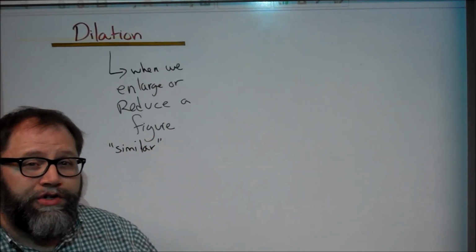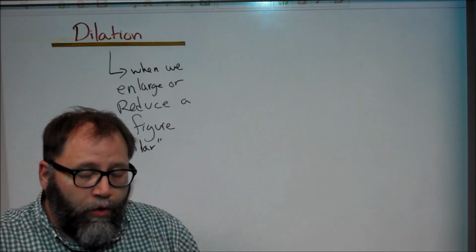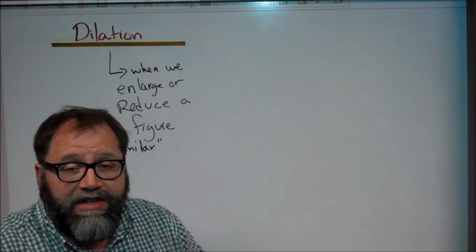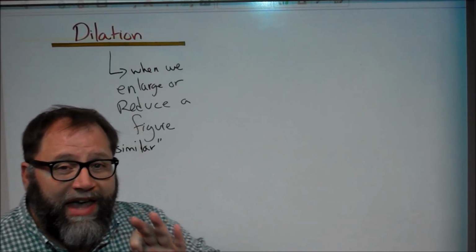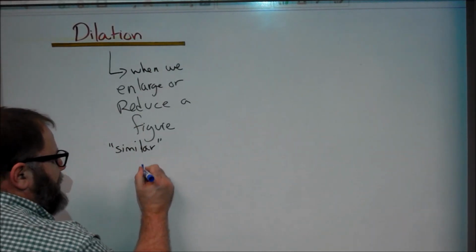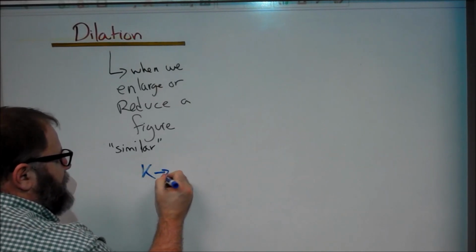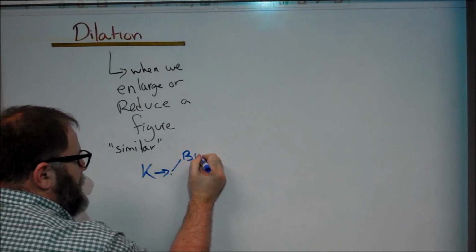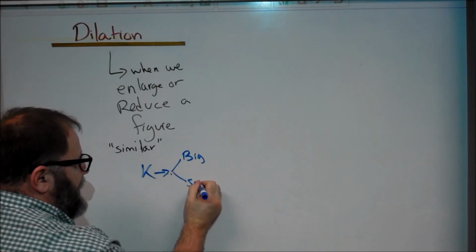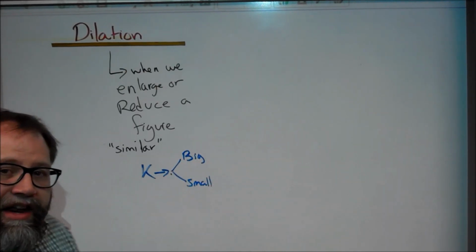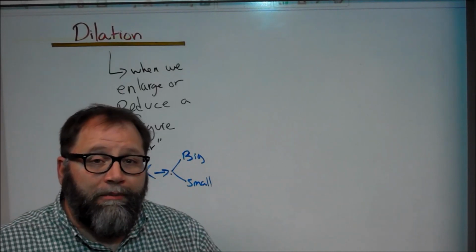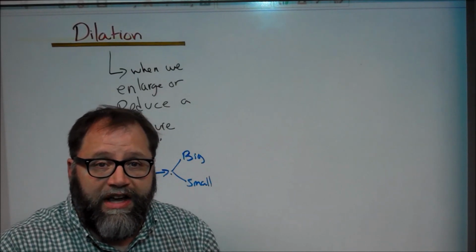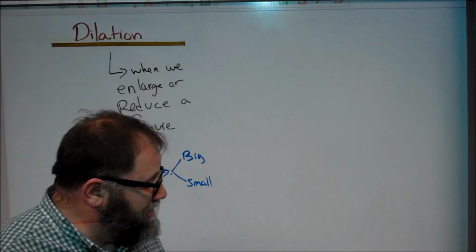Now, how we enlarge or reduce these things, we do with what we call the scale factor. Scale factor is going to use the variable k. So we're going to use k, and that's going to determine how big something gets or how small something gets. And that k factor that we use, we're going to be multiplying all of our ordered pairs by. I'll show you that in just a second, but I want to give you an example of what these things will look like.